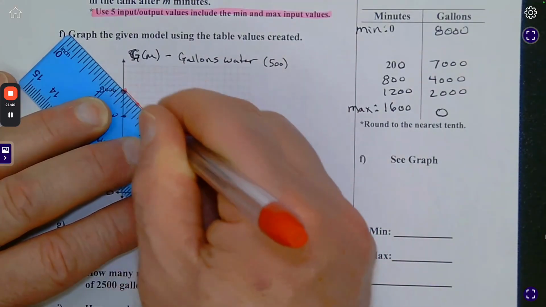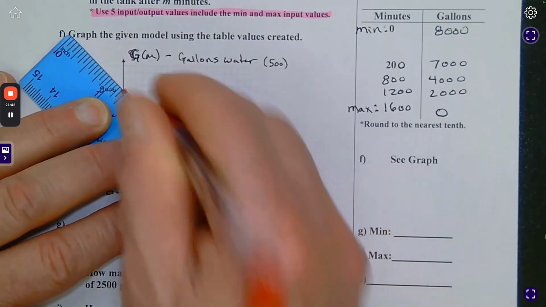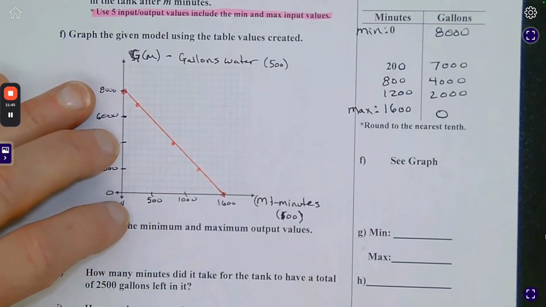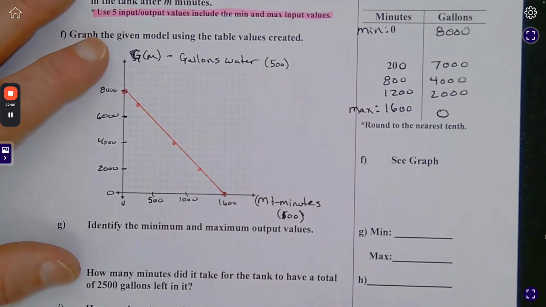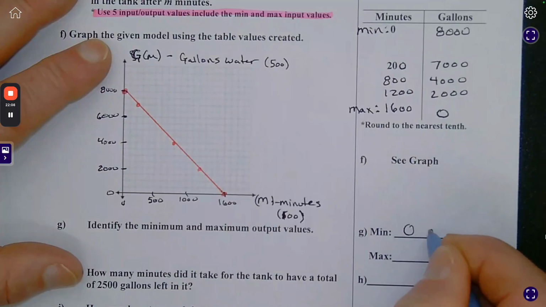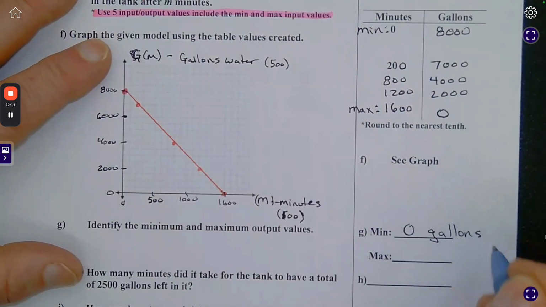Now, time is continuous, so I got to think about that as I'm graphing it. Okay? So this is a continuous function, so I'm going to go ahead and connect everything, because every fractional input and output is valid between the minimum and maximum point. So that's important. Make sure it's continuous if it's continuous, showing on the graph. All right, identify the minimum and maximum output values. Well, the output is gallons, so the minimum is 0 gallons. The maximum is 8,000 gallons.